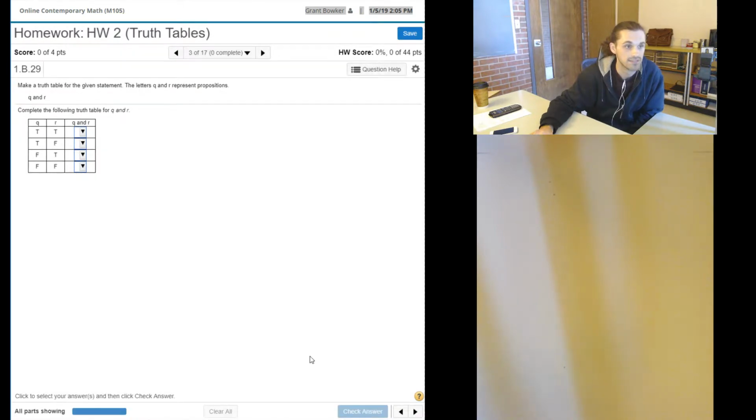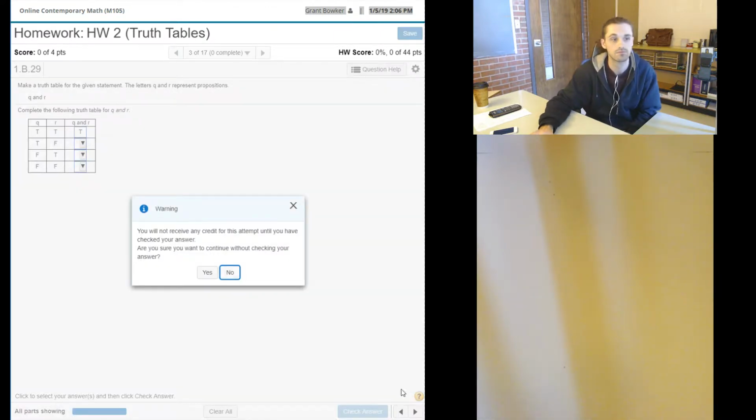All right, here's another one for an and statement. Again, recall the fact that an and statement is true only when both pieces of the and statement are true. So that would be the top row here. Everything else would be false because you at least have one false in each row. This first row is the only row in which both pieces are true.